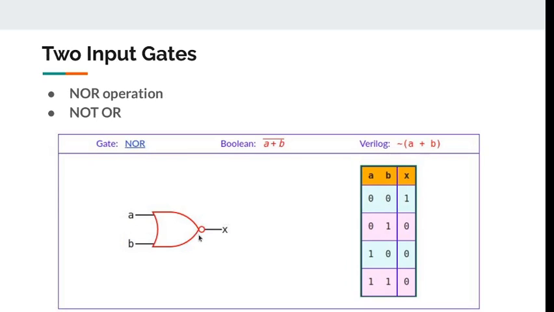So the NOR gate again. We have the complement, so we can see the circle again in front of the OR symbol. So this is a NOR operation.